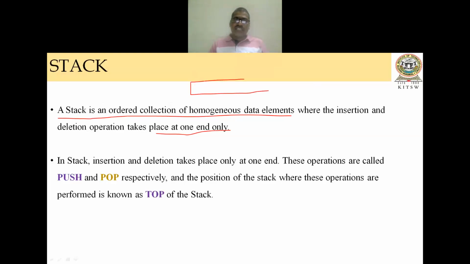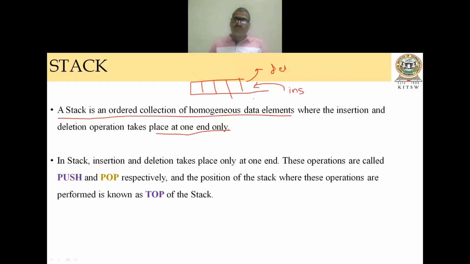Suppose you take an array of size 4 elements. You can insert an element from this end only, and you can delete an element from this end only. From one end you can do the insertion, and at the other end you cannot. This is a closed end and this is the open end. You can see that insertions and deletions can be done from the same end. That is the push operation, and the pop operation can be done at the same single end only.